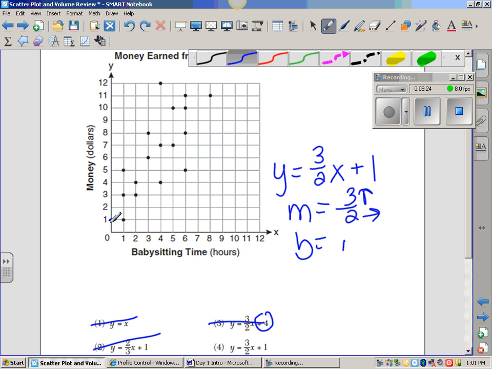So we put a dot at 1, and we go up 3, over 2. Up 3, over 2. Up 3, over 2. And up 3. Oh, we can't fit.